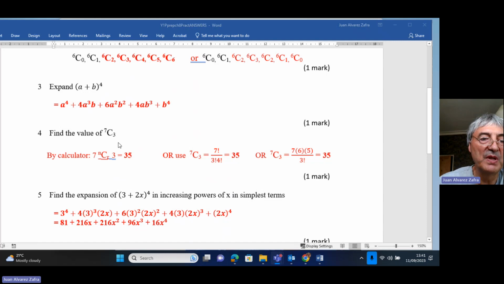So question 4, when we're asked to calculate 7 choose 3, you can use your calculator by doing 7, then your nCr button, 3, which gives you 35. You can use factorial notation. Factorial basically means all the numbers starting from that number multiplied together down to 1. So 7 factorial is 7 times 6 times 5 times 4 times 3 times 2 times 1. 3 factorial is 3 times 2 times 1. 4 factorial is 4 times 3 times 2 times 1.